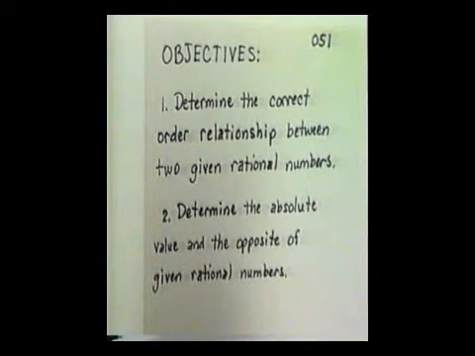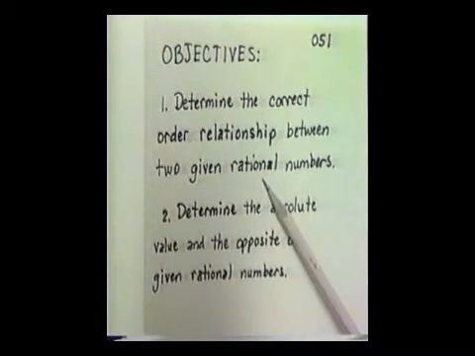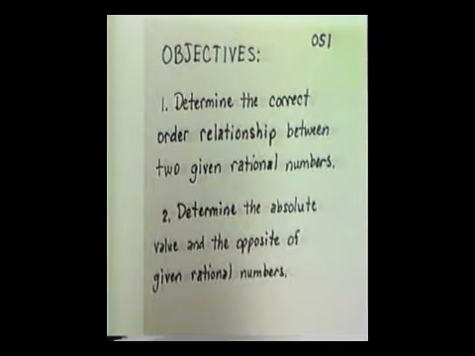In it we have two objectives. Determine the correct order relationship between two given rational numbers, and determine the absolute value and the opposite of given rational numbers. We're working with rational numbers, and that means we need to know what rational numbers are. So what we'll do is begin by looking at sets of rational numbers, defining the rational numbers, and then we can perform our objectives.